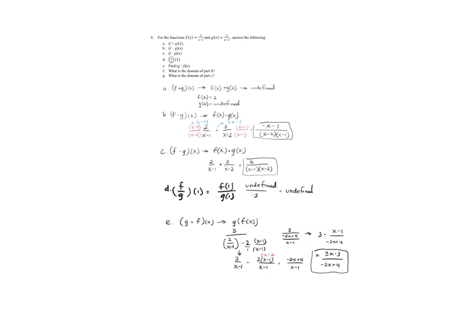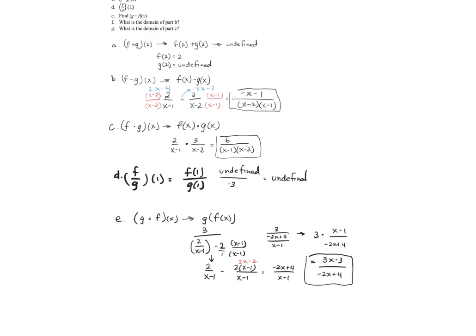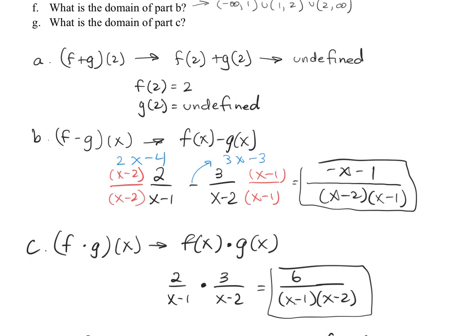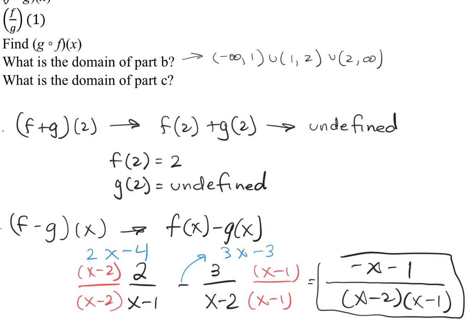Now for part F, which I think I'm running out of room here, the domain of part B. What we got for part B was negative x minus 1 over x minus 2. Well, I don't need to write it again. The function has an x minus 2 and an x minus 1, so x cannot equal 1, and x cannot equal 2. So the domain is negative infinity to 1, 1 to 2, 2 to infinity. For part C, x cannot equal 1, x cannot equal 2, so same thing.